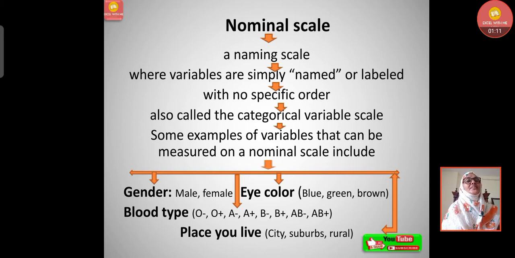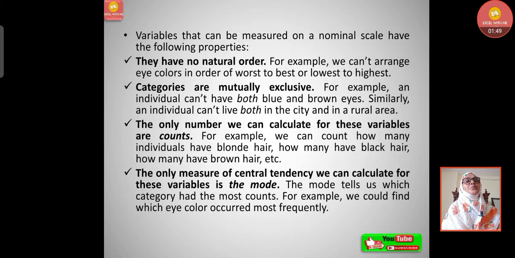Now let's see some examples of variables that can be measured on a nominal scale. They include first, gender. It can be male or female. Eye color, maybe blue, green, brown, etc. Then blood type, O negative, O positive, A plus, etc. Then place you live, maybe city, suburb, rural. So these are all the nominal scales, that is we are naming those categories. We are putting them in category and we are naming them also.